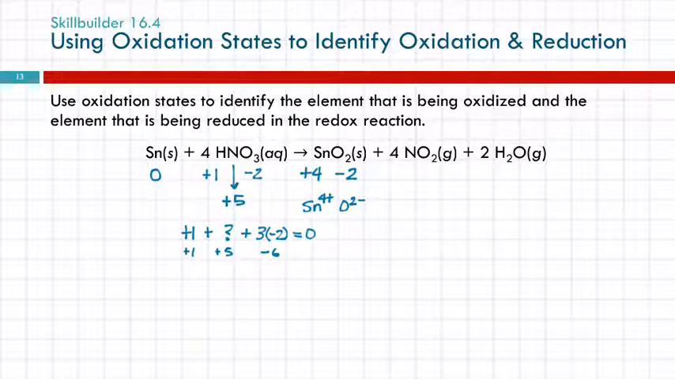Yes? Do you not consider that a nitrate ion because it's in a compound? You could think of this as a hydrogen ion and a nitrate ion, and you would end up with the same result.